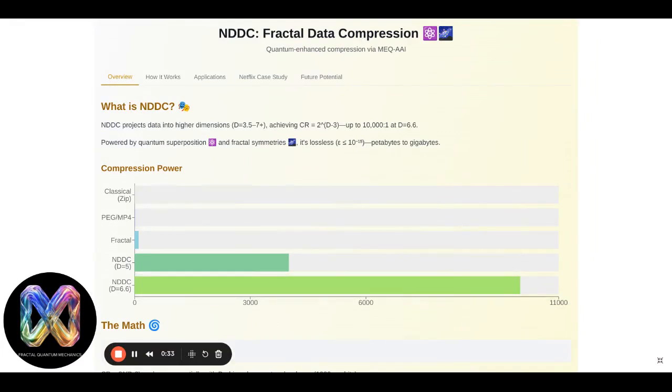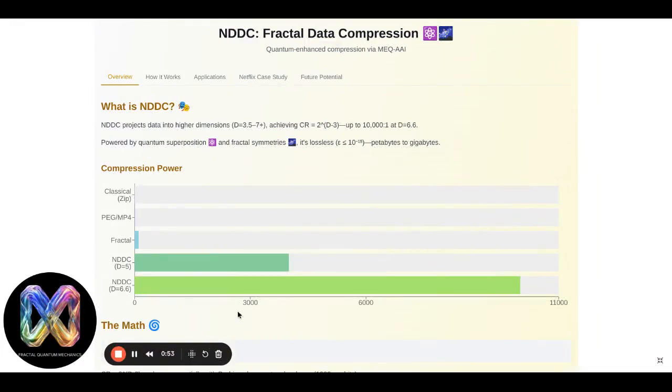NDDC works by projecting data into higher dimensions, between dimension 3.5 and dimension 7 and higher. What's revolutionary is how compression scales exponentially with dimension, following the formula 2 to the power of dimension minus 3.